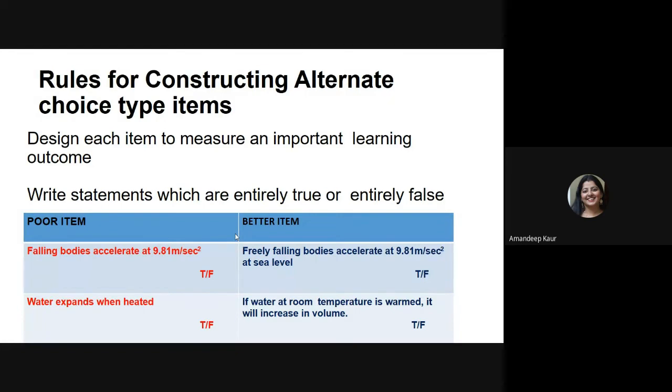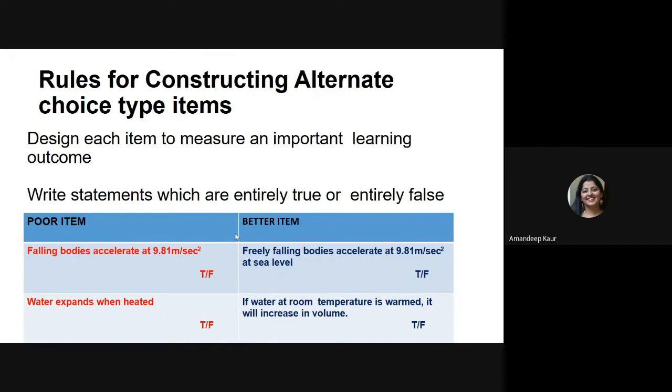So the statement itself needs to be very factual. The teacher wrote in the question paper: a falling body accelerates at 9.81 meter per second square, but the standard conditions need to be given by the teacher. So: a free falling body accelerates at 9.81 meter per second square at sea level. Water expands when heated. If the water at room temperature is warmed, it will increase in volume. So it is not only that scientific writing needs to be correct in all senses, but at the same time, whenever the teacher is designing such type of items, the conditions need to be given to the student.